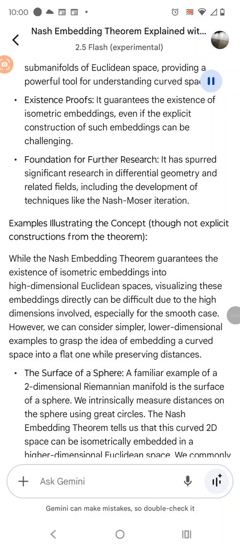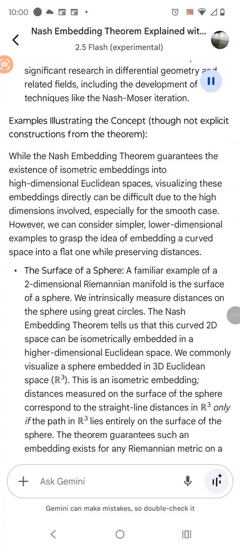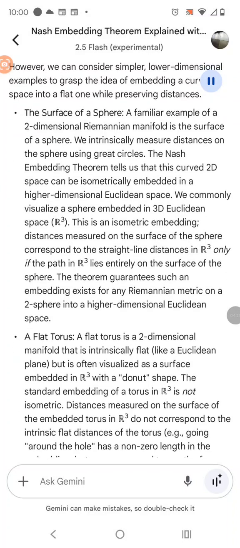The surface of a sphere. A familiar example of a two-dimensional Riemannian manifold is the surface of a sphere. We intrinsically measure distances on the sphere using great circles. The Nash embedding theorem tells us that this curved 2D space can be isometrically embedded in a higher dimensional Euclidean space. We commonly visualize a sphere embedded in 3D Euclidean space, $\mathbb{R}^3$. This is an isometric embedding. Distances measured on the surface of the sphere correspond to the straight line distances in $\mathbb{R}^3$ only if the path in $\mathbb{R}^3$ lies entirely on the surface of the sphere. The theorem guarantees such an embedding exists for any Riemannian metric on a two-sphere into a higher dimensional Euclidean space.